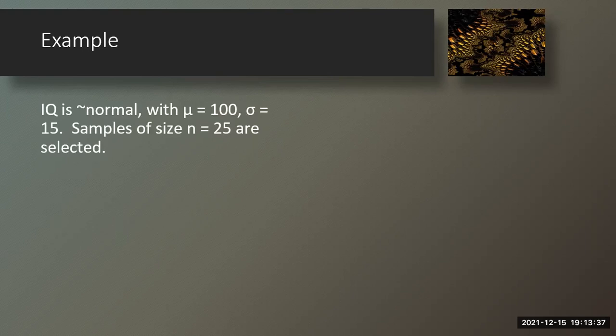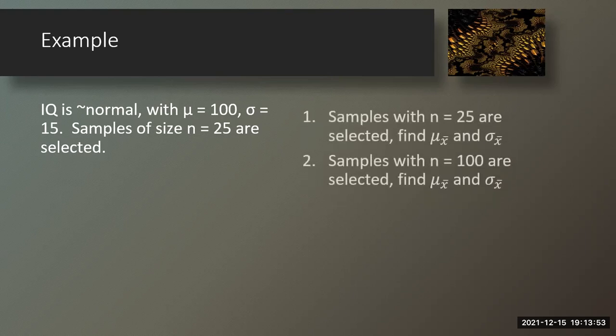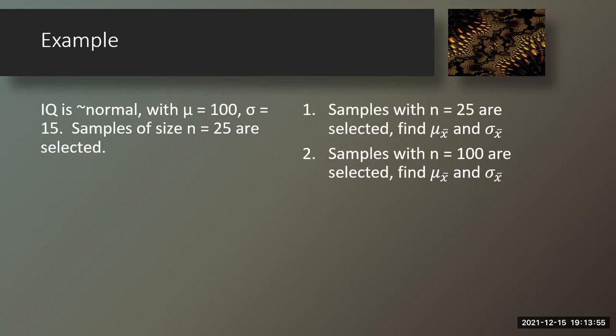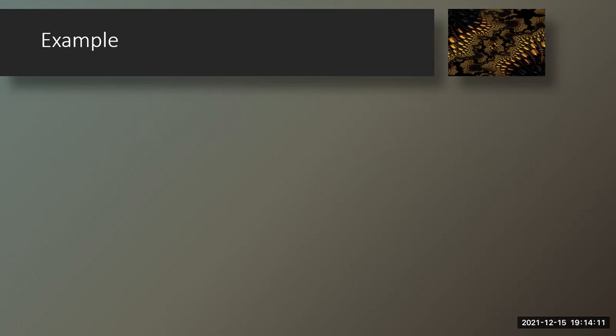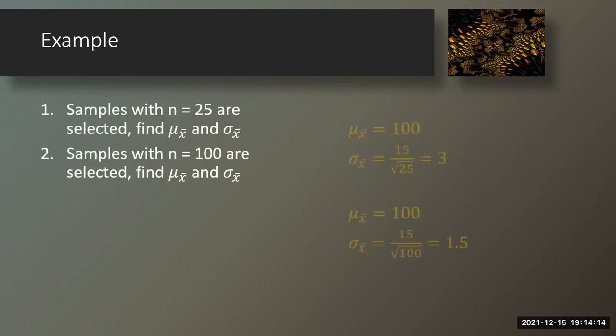So IQ is normal with a mean of 100 and a standard deviation of 15. Samples of size n equals 25 are selected. You'll notice that because the population is normal, I don't care that I have a sample size smaller than 30. And we're going to do two versions of this problem. The first version, n is going to take the value of 25. We're going to find the sigma x bar and the mu of x bar, and then I'm going to up the ante and let n equal 100. And I'll be able to point out some of the detail.